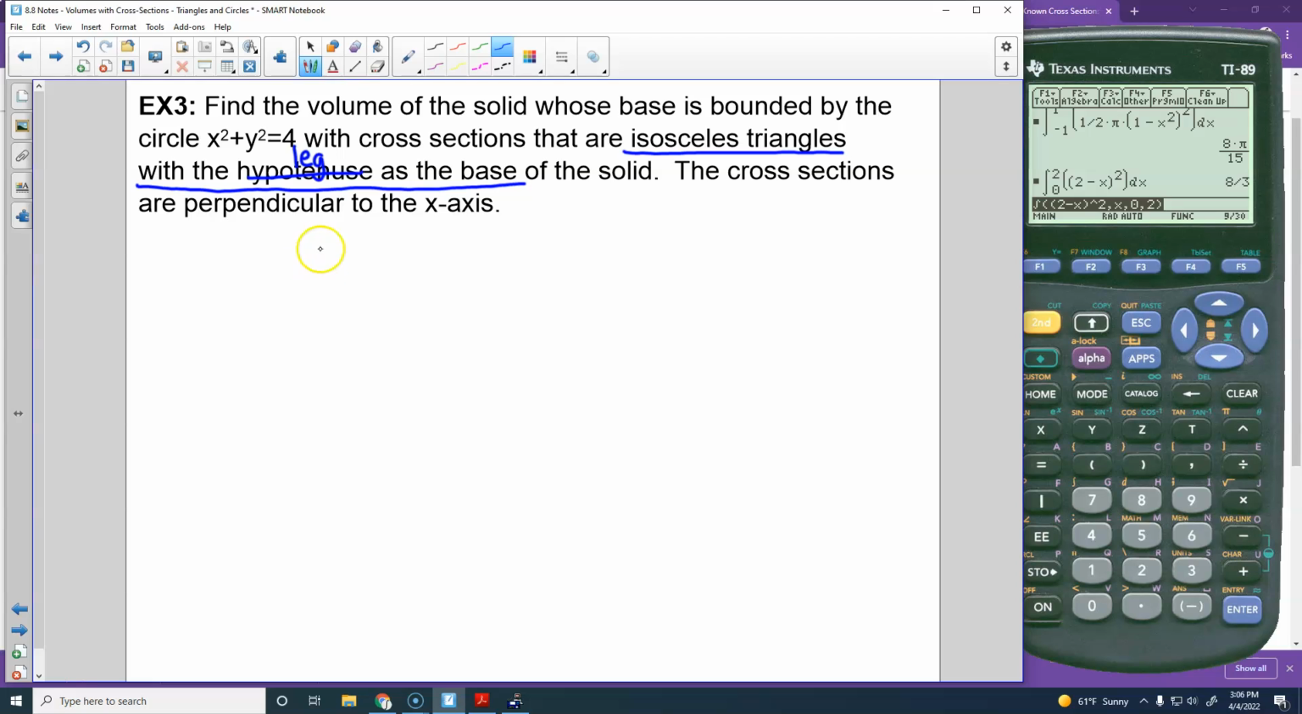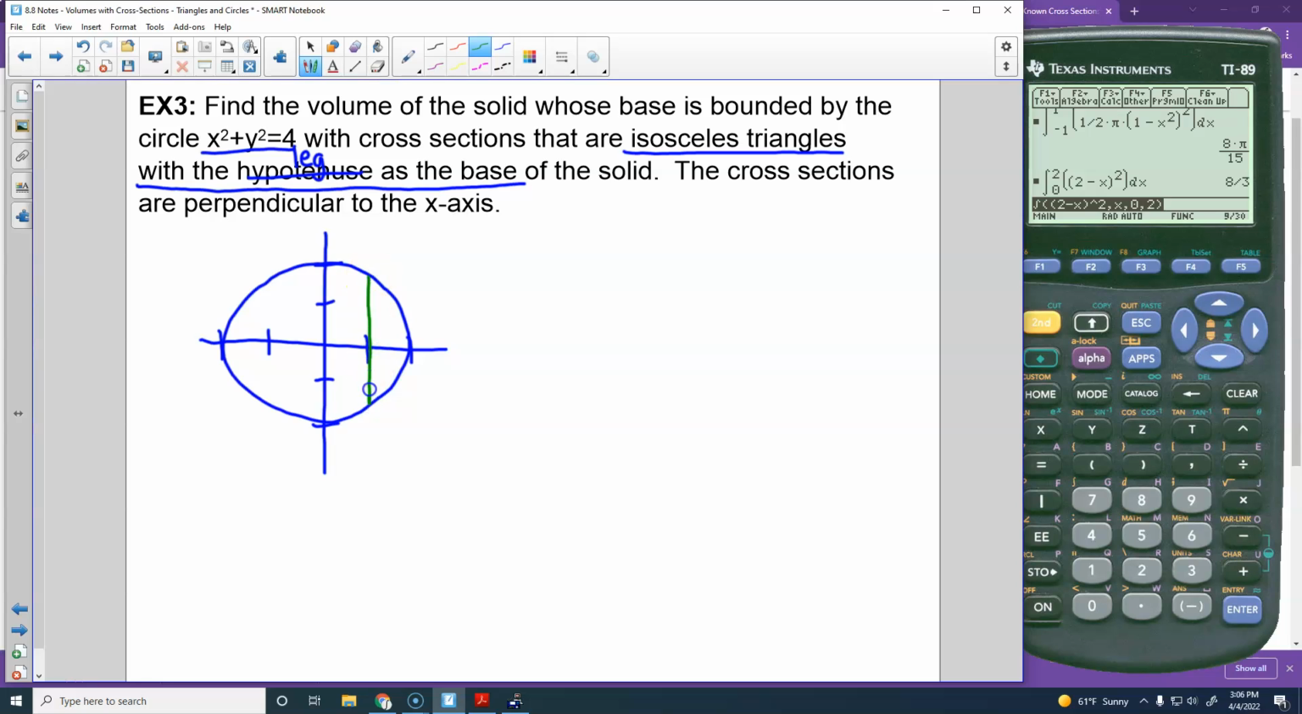All right, so we've got a circle. What's the radius of this circle? What was it? X squared plus y squared equals 4. Yeah, its radius is going to be 2. This is our base. That comes from this equation right here. All right. Our cross sections are perpendicular to the x-axis.